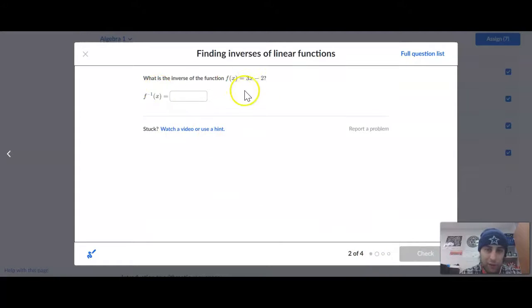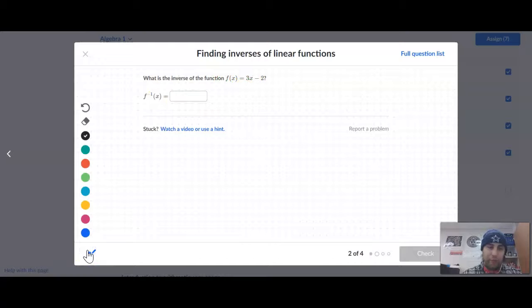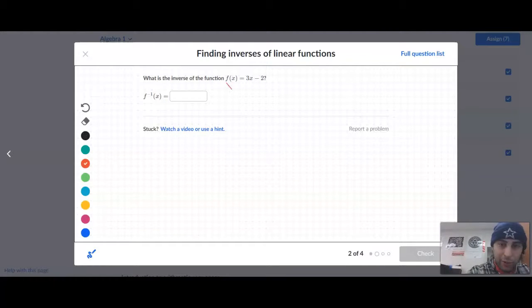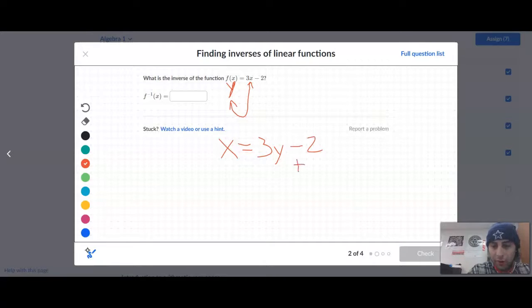What's the inverse of this function? Now, I'm going to write this one out. So again, I'm going to turn this into a y, and I'm going to switch the x and the y. So now it's going to be x equals 3y minus 2. When I solve this, I want to solve for y, so I need to get rid of this loner, minus 2. What's the opposite of minus 2? Plus 2 to cancel it out. And if I do it on the right side of the equal sign, I've got to do it on the left side of the equal sign.